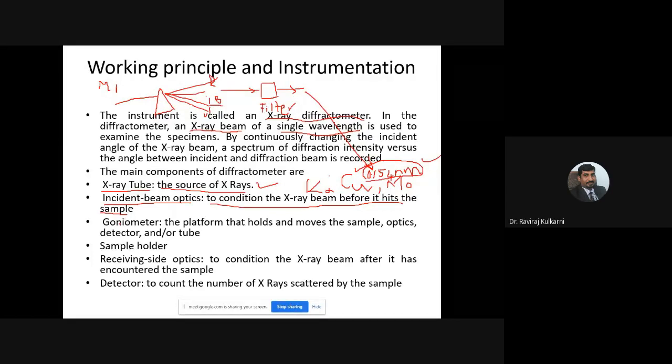The goniometer is another device used here. It is a platform that holds and moves the sample, optics, detector, and tube. You also require a sample holder. Receiving side optics are also required for the X-ray beam after it has encountered the sample. And a detector to count the number of X-rays scattered by the sample.